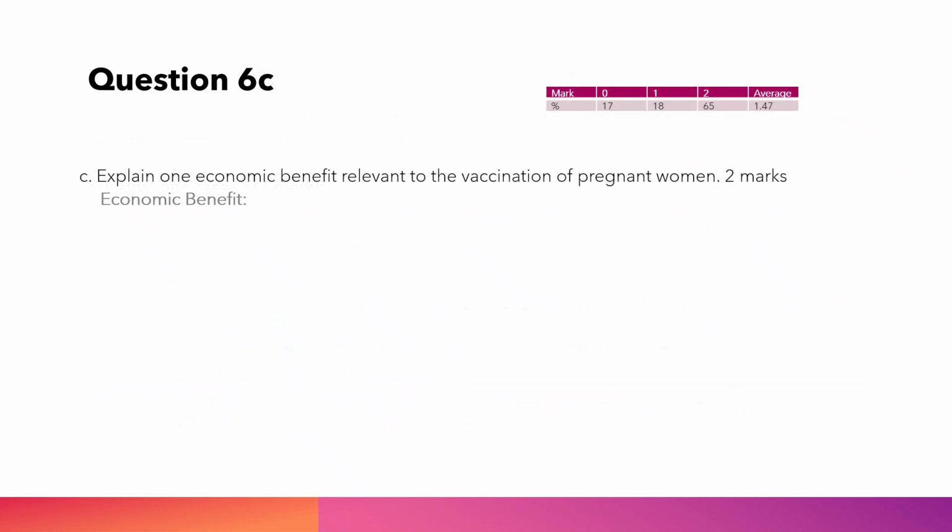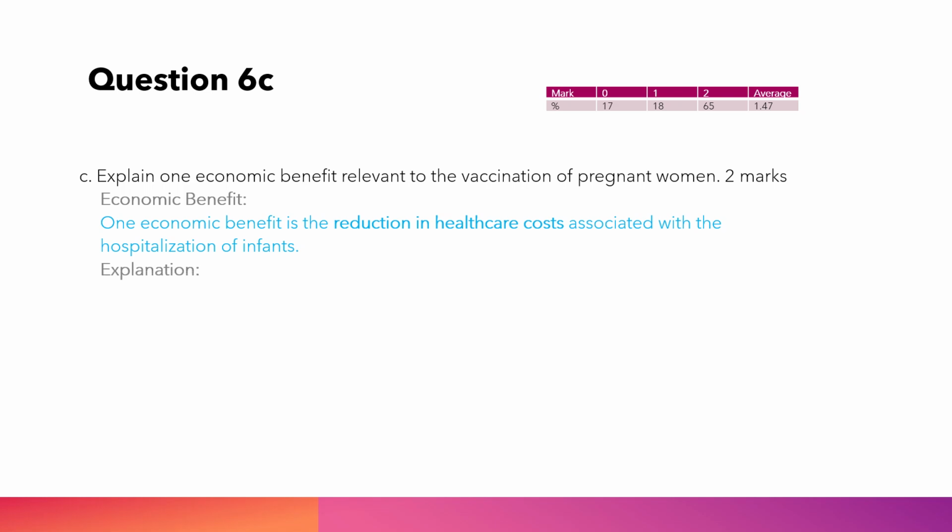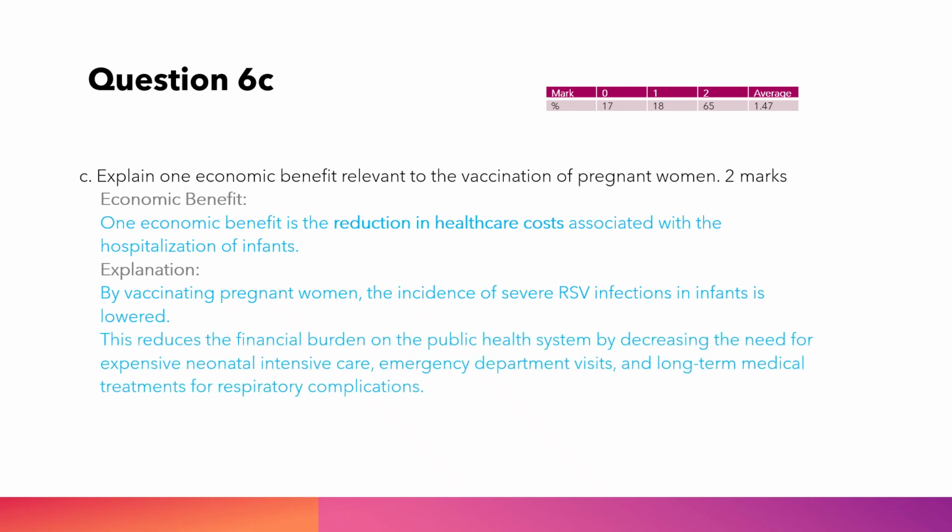Economic benefit. One economic benefit is the reduction in healthcare costs associated with the hospitalization of infants. Explanation. By vaccinating pregnant women, the incidence of severe RSV infections in infants is lowered. This reduces the financial burden on the public health system by decreasing the need for expensive neonatal intensive care, emergency department visits, and long-term medical treatments for respiratory complications.